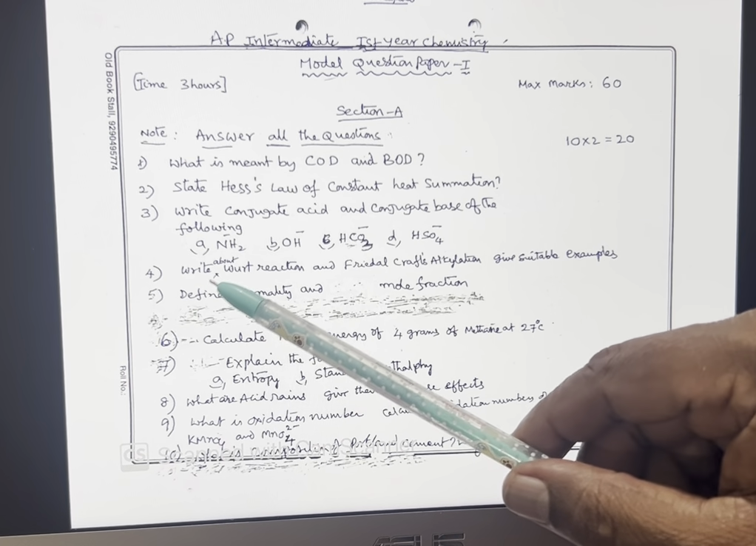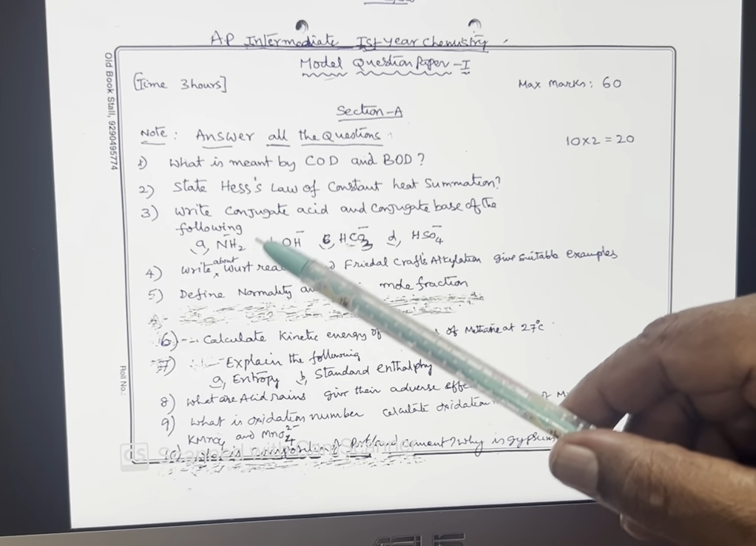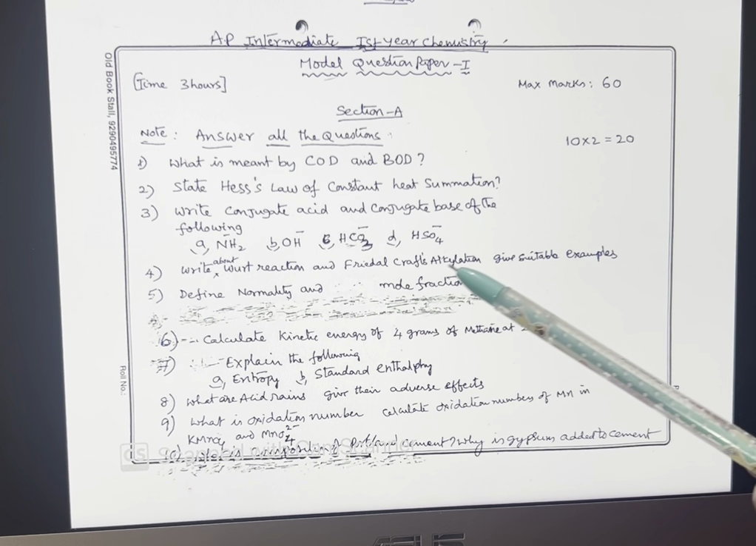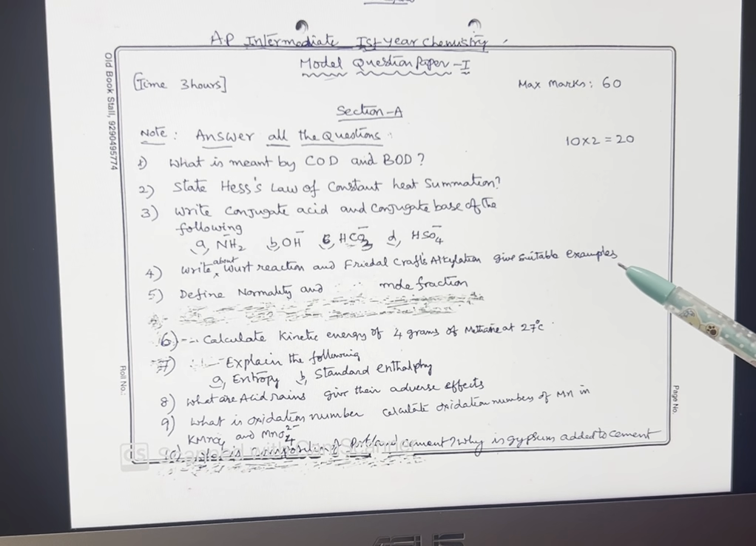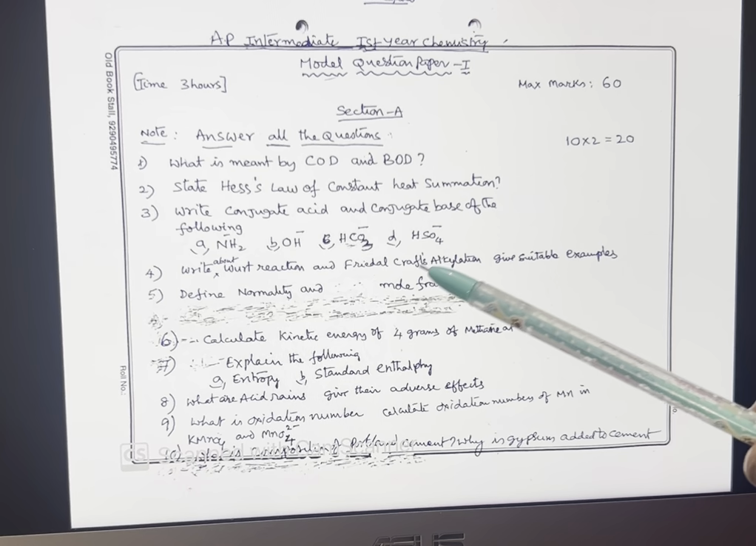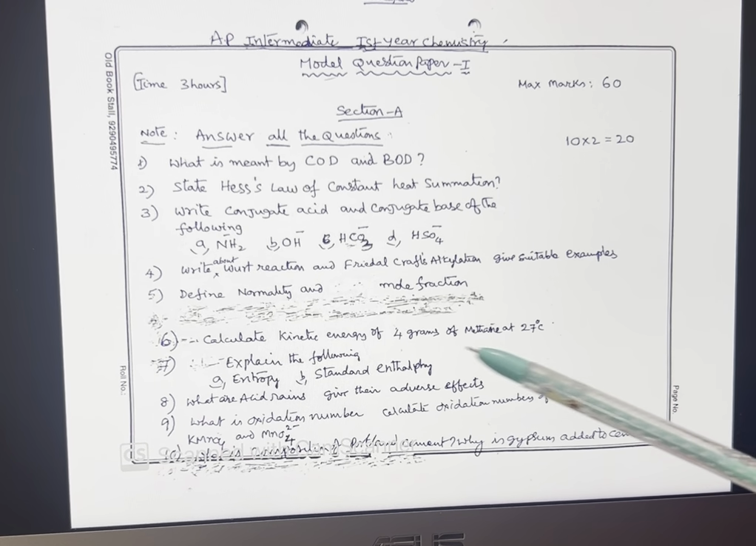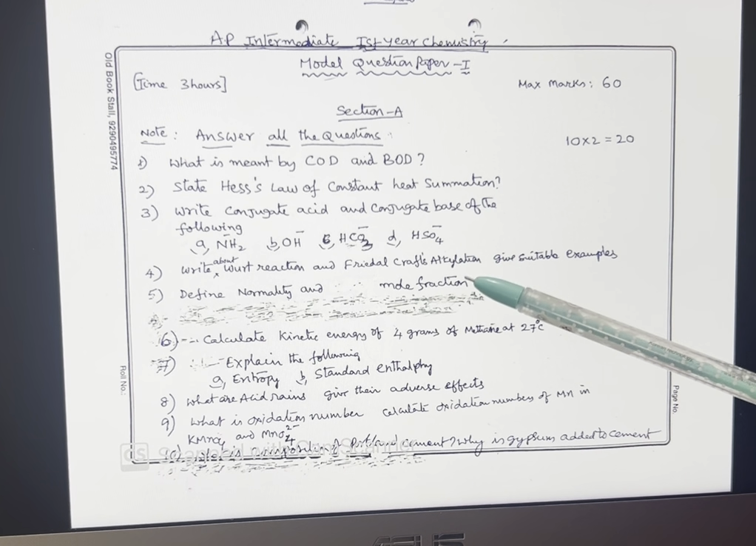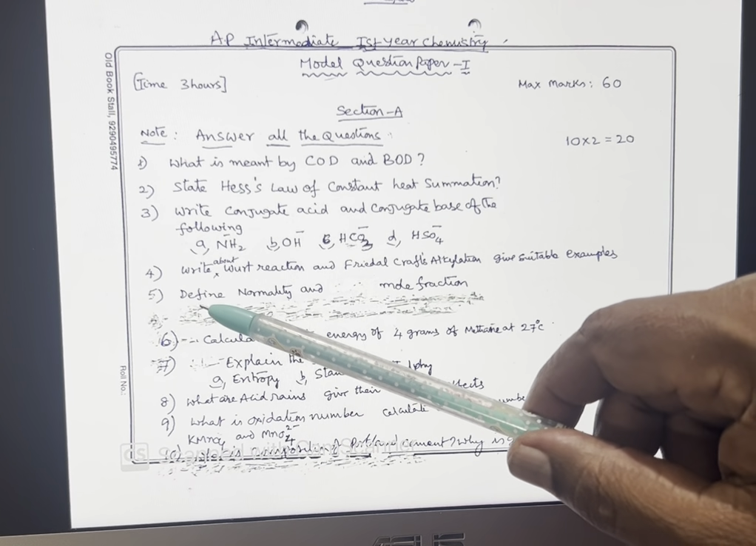Next, in organic chemistry, this is the acids and bases chapter. Write about Wurtz reaction, Friedel-Crafts alkylation, give suitable examples. These are from organic chemistry. So you get 4 marks. That means you may get 8 marks from organic chemistry. Only 2 marks are usually given from organic chemistry, so it's okay. You may have 8 marks also. Let us see what happens.